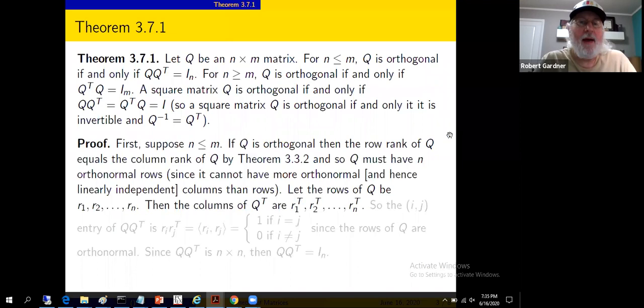First, suppose n is less than or equal to m. So we're under these conditions. If Q is orthogonal, then the row rank of Q equals the column rank of Q. Whether it's orthogonal or not, the row rank equals the column rank.